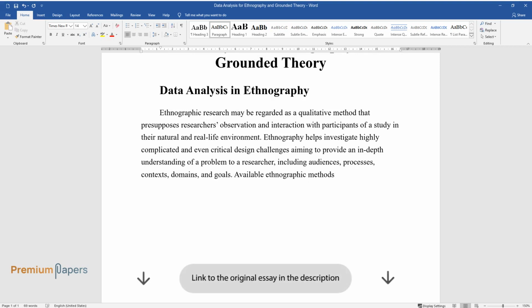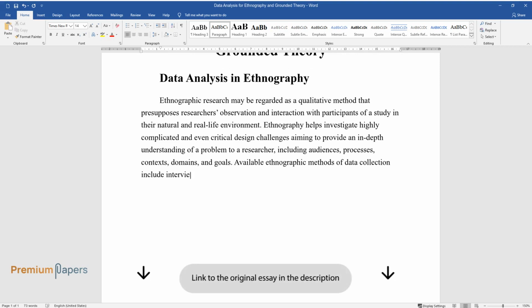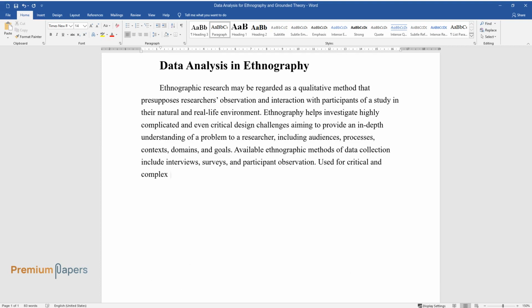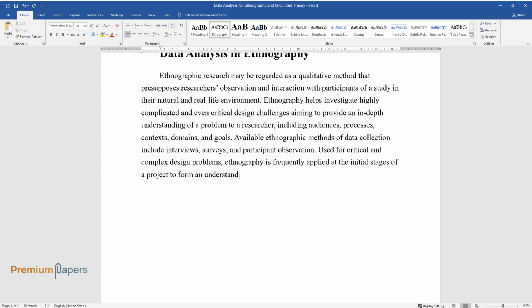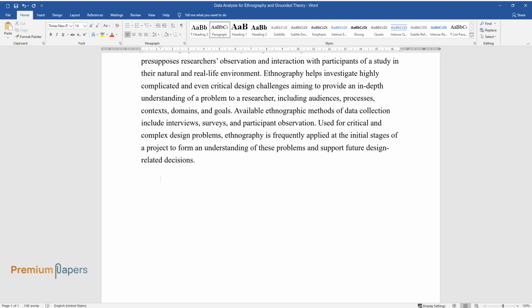Available ethnographic methods of data collection include interviews, surveys, and participant observation. Used for critical and complex design problems, ethnography is frequently applied at the initial stages of a project to form an understanding of these problems and support future design-related decisions.